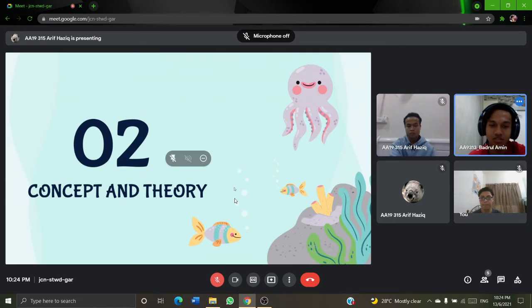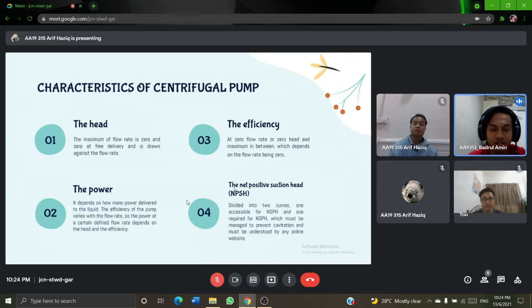Thank you, Afiq. So my name is Badrul Amin bin Azhar, and I will continue about the second point, which is concept and theory of the centrifugal pump. Okay, for the characteristics of centrifugal pump, we have 4 elements, which are the head, the power, the efficiency, and the net positive suction head (NPSH). For the head, the height that the water reaches is the head. Head measures the height of a liquid column which the pump could create, resulting from the kinetic energy the centrifugal pumps give to the liquid.